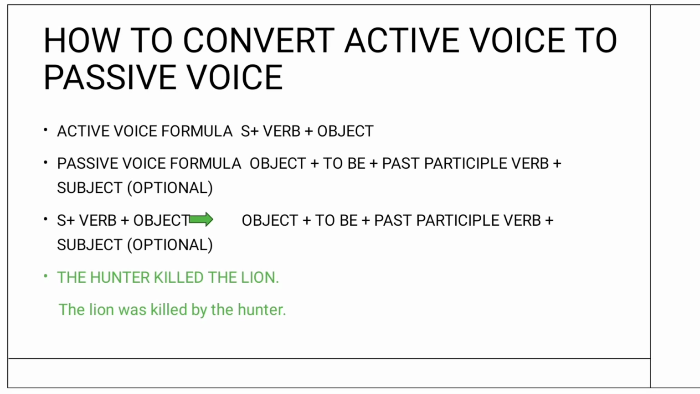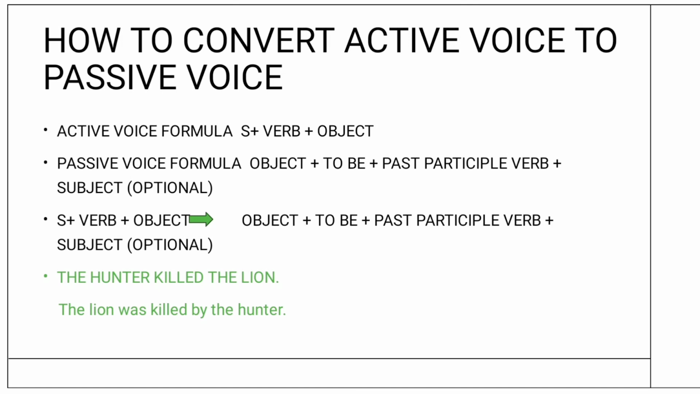The lion was, so now the V3 form of the verb is killed. For kill, V2 and V3 are the same. Whatever it may be, we have to use the V3 form of the verb. So, the lion was killed. After the verb and before the object, we have to add by when we are converting an active voice sentence into a passive voice sentence. The lion was killed by the hunter. The hunter, which is in the subject place, comes into the object place.